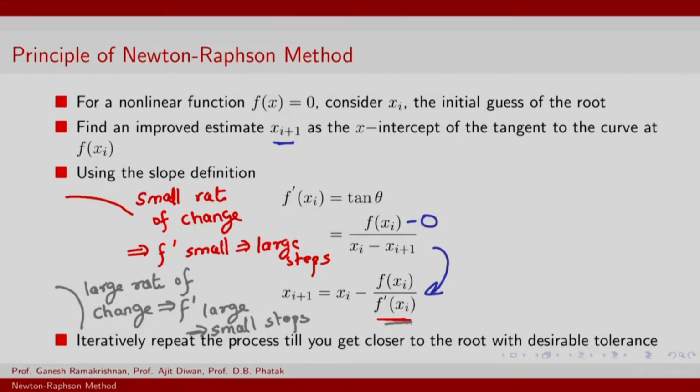This is actually quite intuitive. If the function is changing very slowly, you might want to move fast. If the function is changing too rapidly, you might want to move very slowly. Basically, you do not want to miss the root in the second case, and you do not want to take too long to get to the root in the first case.